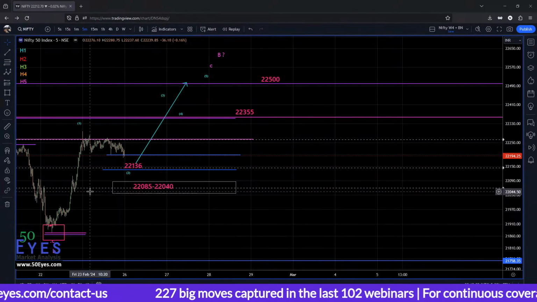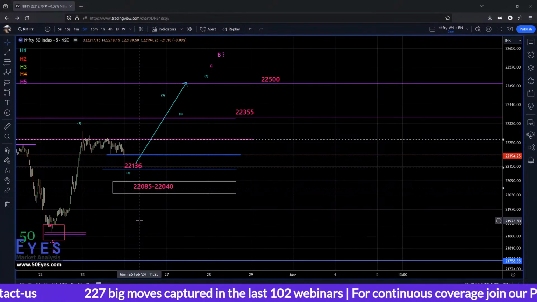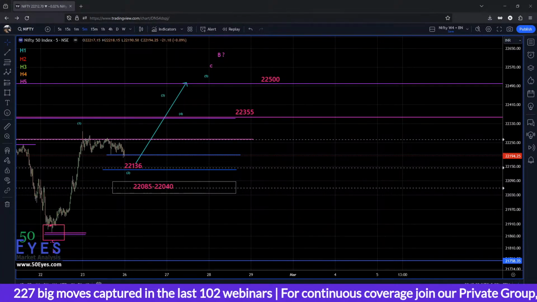And so far, it's moving as per our analysis discussed in the last webinar, and everything is working as per plan. Let's see how it goes from here.